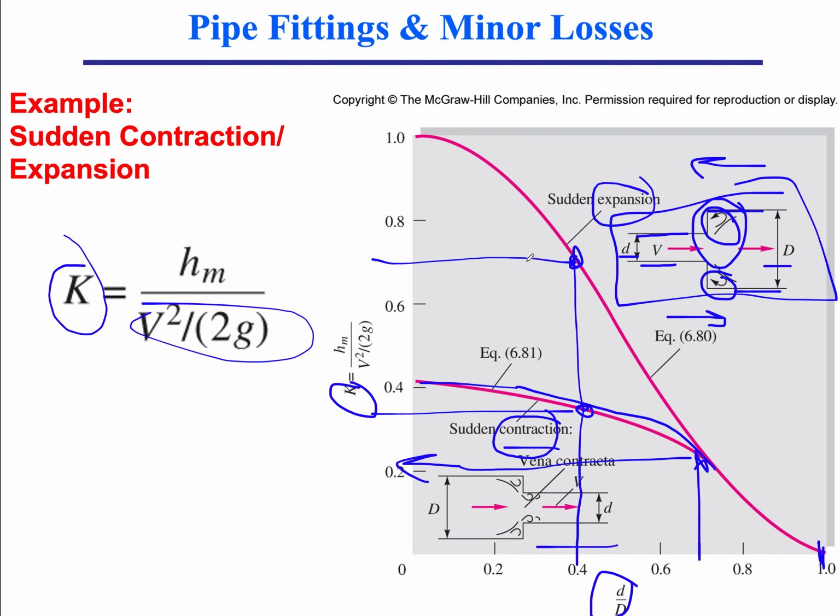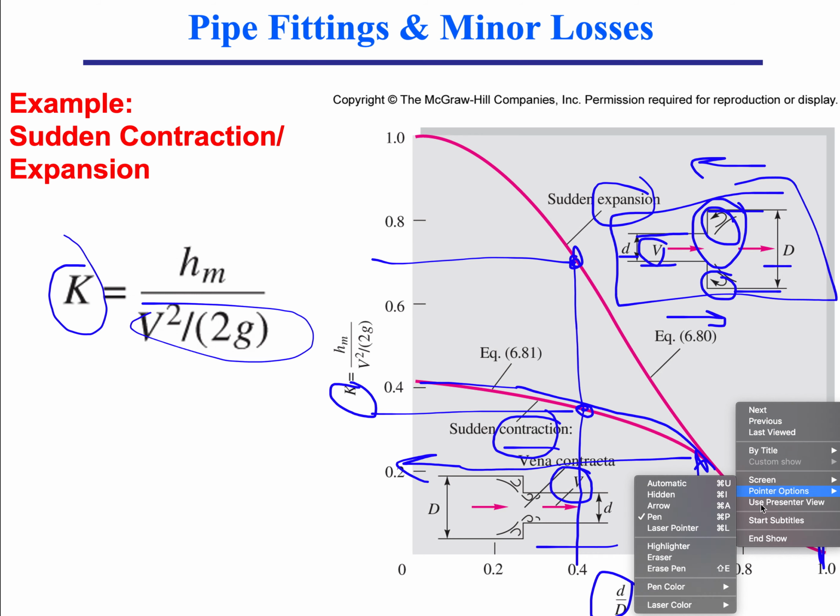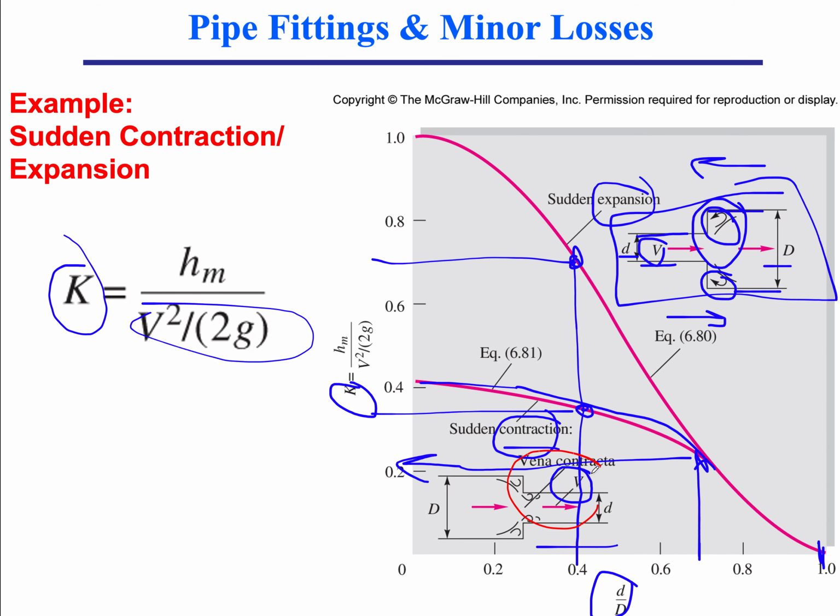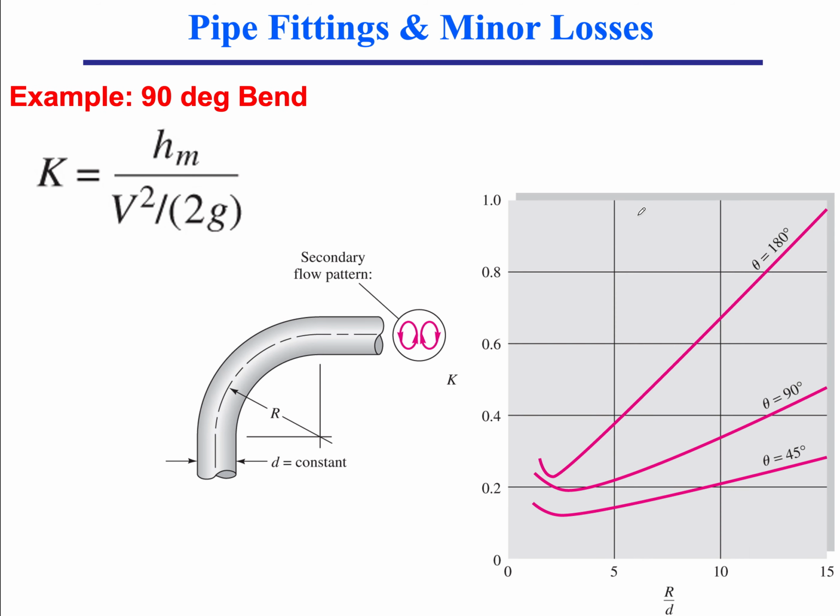So now which V? That's a good question. And you'll see the manufacturer has provided the V in the smaller pipe. So you see the V is provided in the smaller pipe. So make sure you're very careful with that.